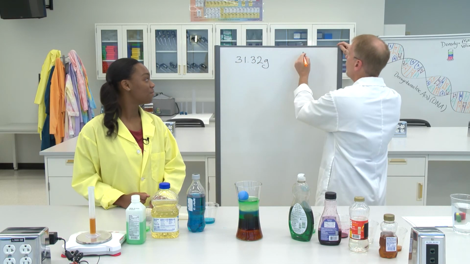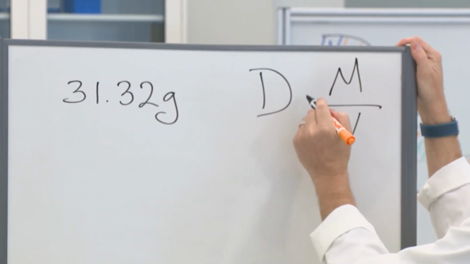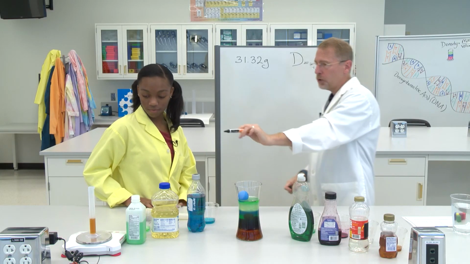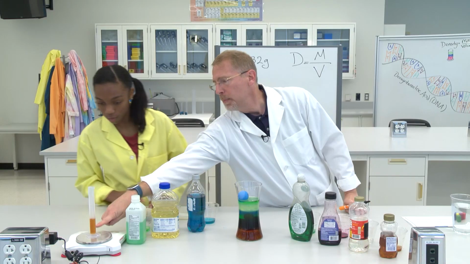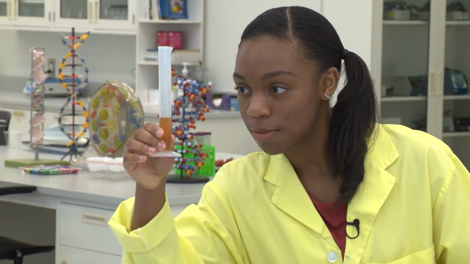Okay. The formula for density is mass over volume. And there's our mass. And then what's our volume there? Can you read on the graduated cylinder how many mils we have? We have 10 mils. Okay.